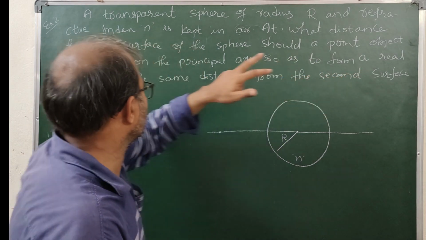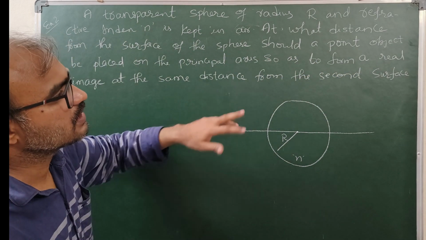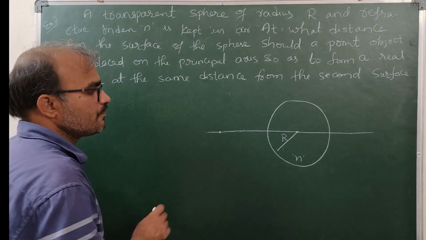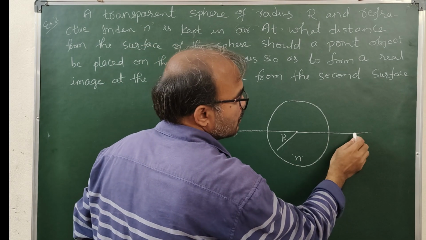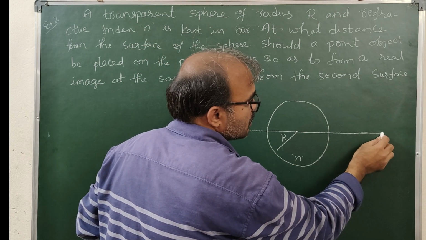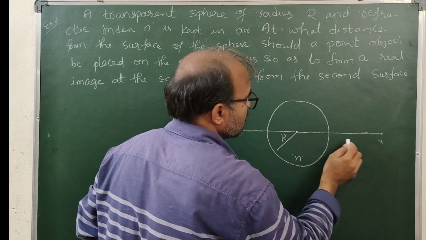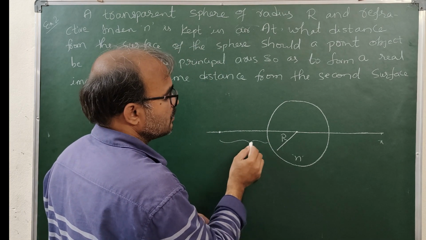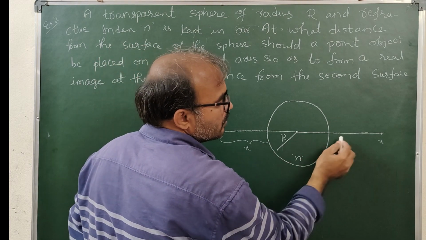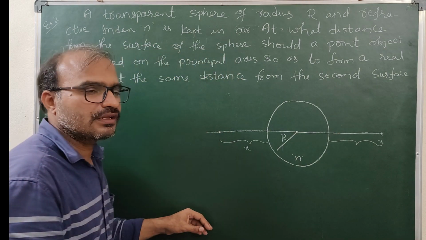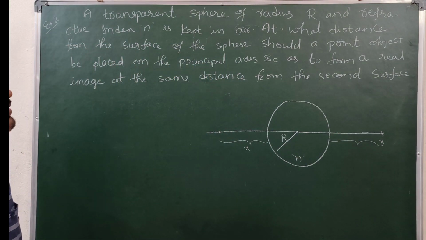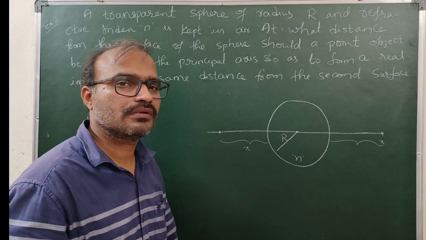so as to form a real image at the same distance from the second surface. Means the image of this point should form at the same distance on the principal axis on the other side. Whatever the distance we take here, x, the image also should be at the same distance from the other surface. These two distances should be the same. That is what the question asks. So we have to think now when it is possible, right?